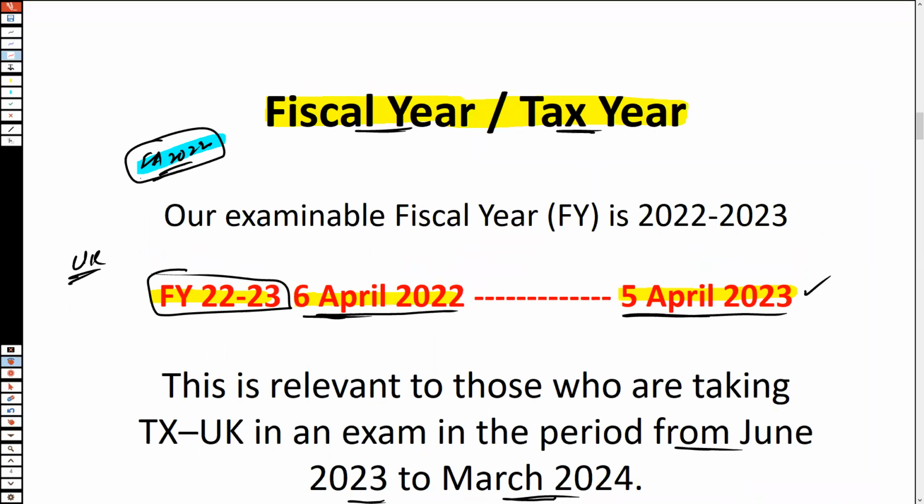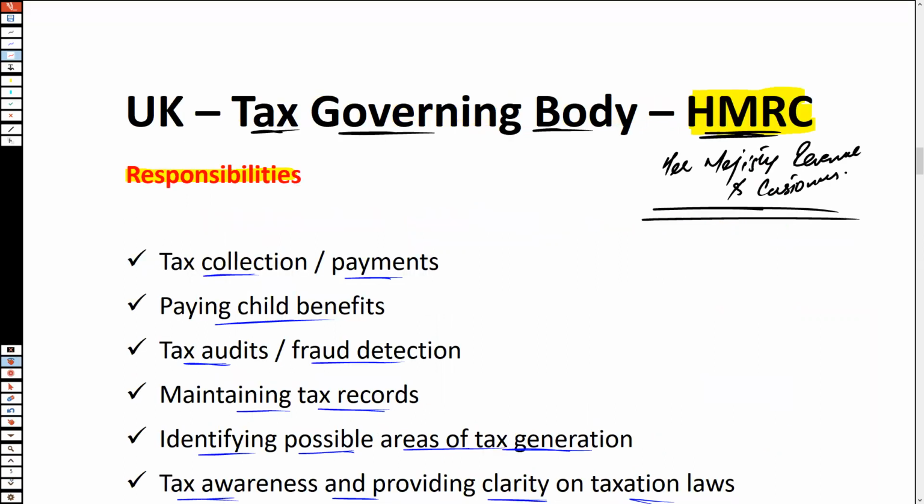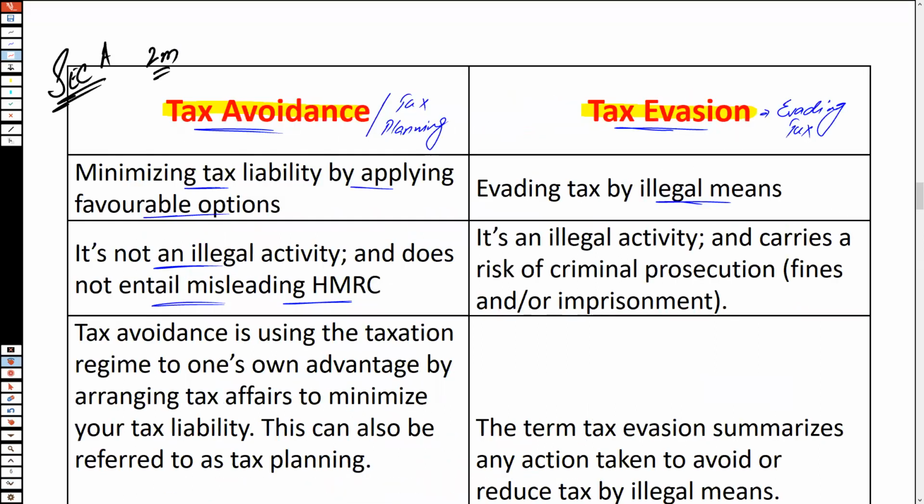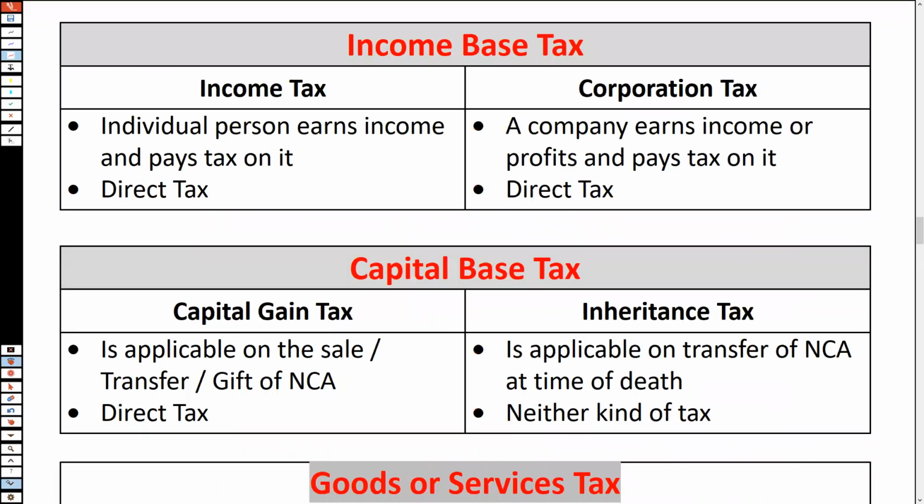Then we discussed that in the Finance Act 2022, fiscal year 22-23 is relevant, and the relevant dates are 6 April 22 and 5th April 23. Then we also discussed tax evasion and tax avoidance, and I have guided you in Section A of the question. These terms can be asked for a 2 mark question. This is very important to understand now.